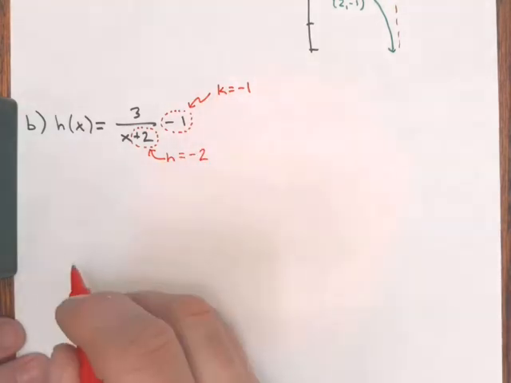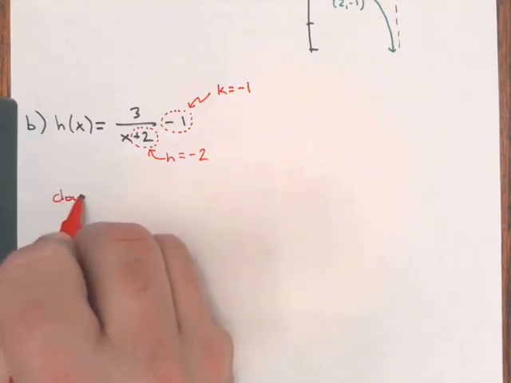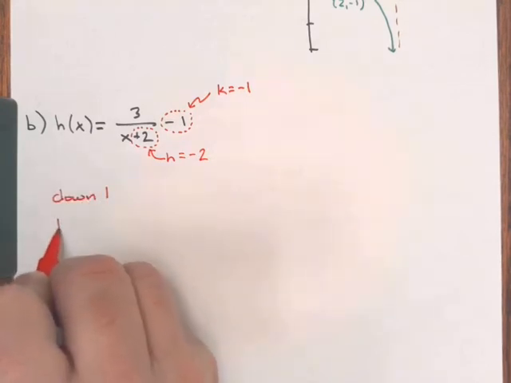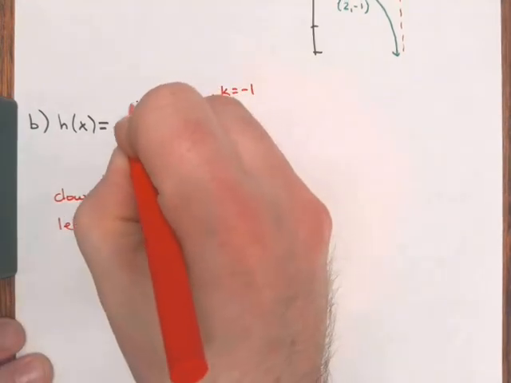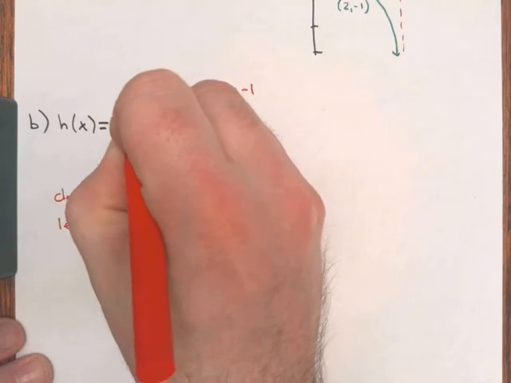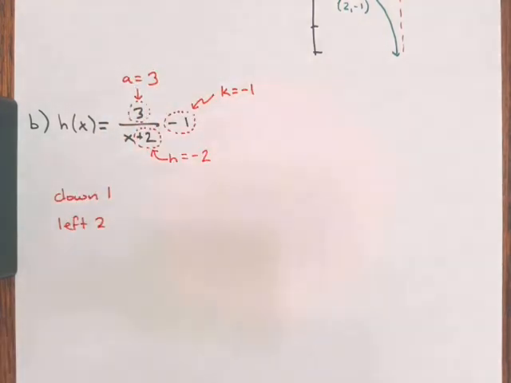So as far as our vertical and horizontal shift goes, when we list those transformations out, we need to say down 1, we need to say left 2, and then this value up in the top, that's our value for a, and a is equal to a positive 3 in this problem. Because it's positive, there is not going to be a reflection.